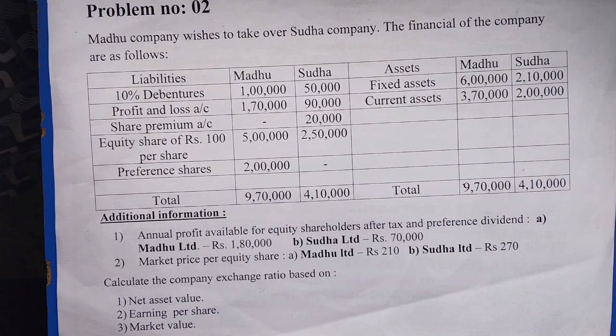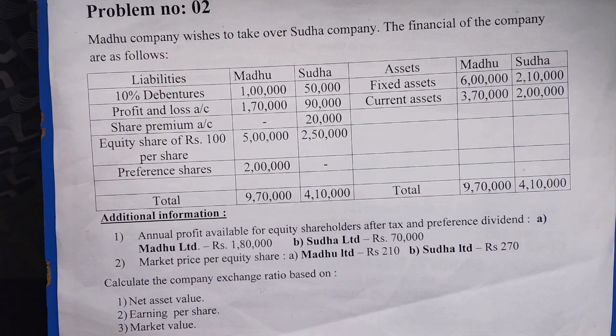So that means on the basis of the price of one individual share in the market, we are going to solve the problems or ascertain the swap ratio. That is the market value method. So now let's start with the net assets value.